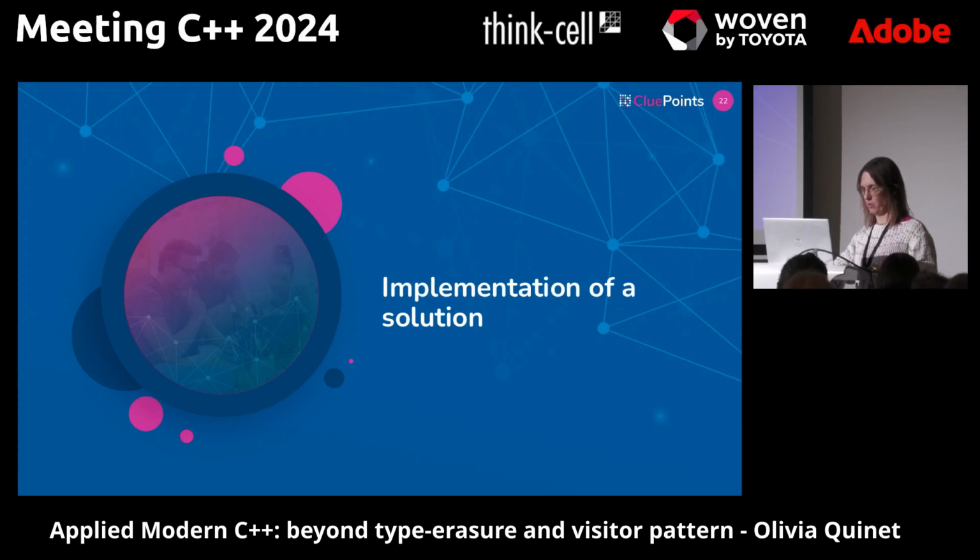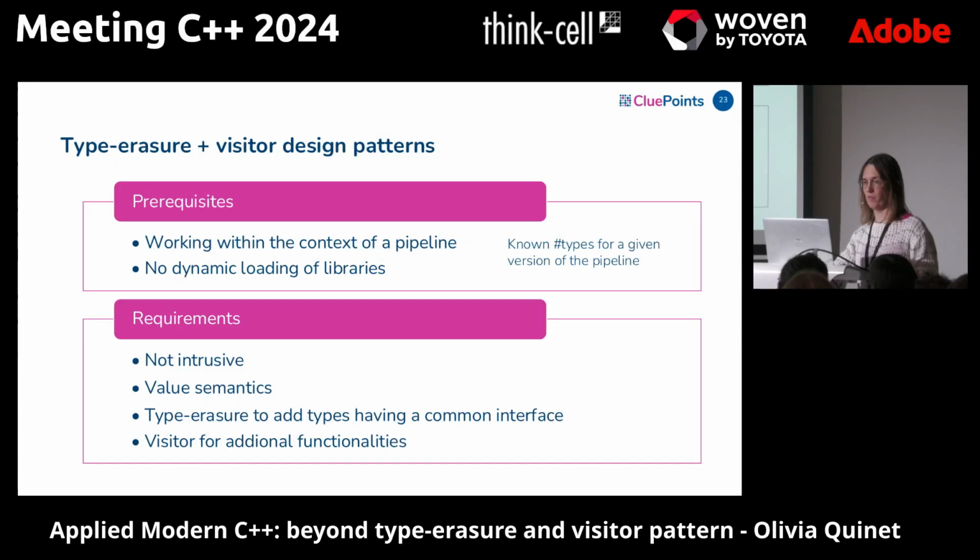And I will show you now a possible implementation of the solution. I have two prerequisites. In fact, it's about having a known set of types for a given version of the template. So we do version 1 of your software, and you only have to deal with 3 shapes. Maybe in version 2 you have 5 shapes, but they will be known at compile time and run time. But you want to be able to add them easily. And so, of course, here I say no dynamic loading of libraries, especially for that, because we don't want to add types at runtime. And it is more a C++ requirement.